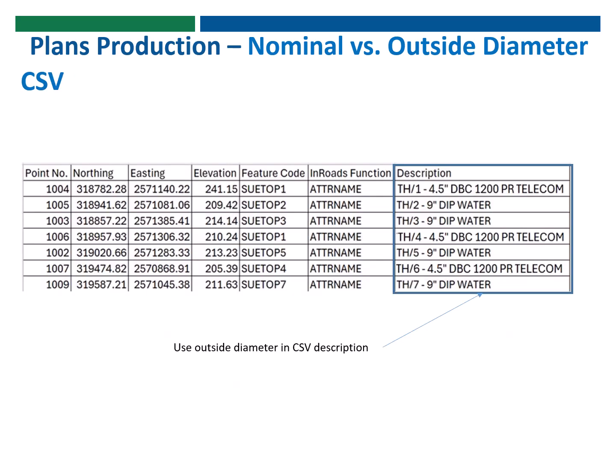And finally, in the CSV file, what should be shown in the CSV file? Again, use that WYM-WYP for all utilities in the CSV file. What you measure is what you put. So in the CSV file, in the description, the outside diameter is provided.